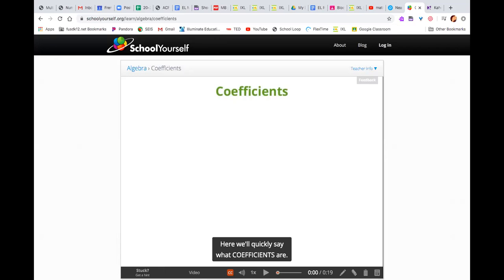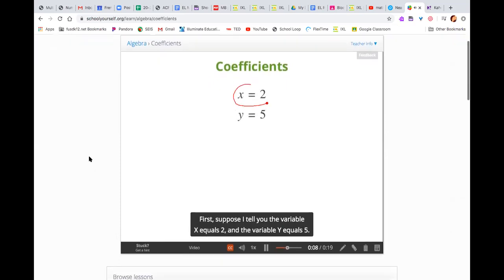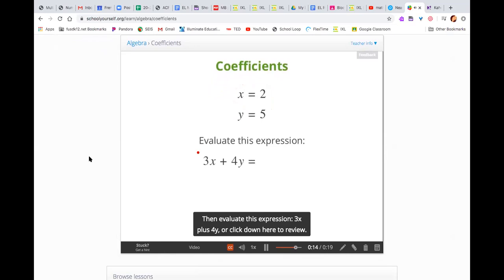Here we'll quickly say what coefficients are. They come up a lot in algebra. First, suppose I tell you the variable x equals 2 and the variable y equals 5. Then evaluate this expression, 3x plus 4y, or click down here to review.